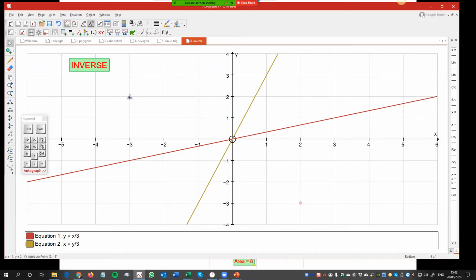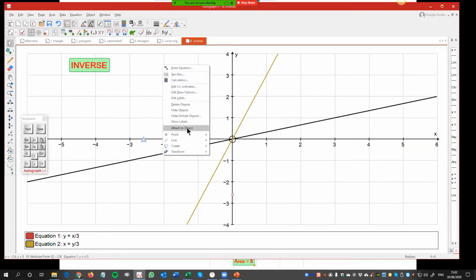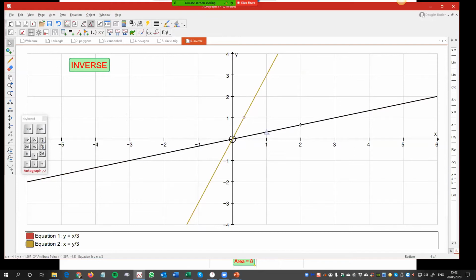Then if I move this along, if I move it to the right, what's going to happen to this one? It's going to move up. And then if you attach it to this line, you can see that what we're creating is an inverse function. Lots more to that topic, of course, but that's quite a nice introduction. Then I think we'll move on to three ways of looking at the quadratic equation.